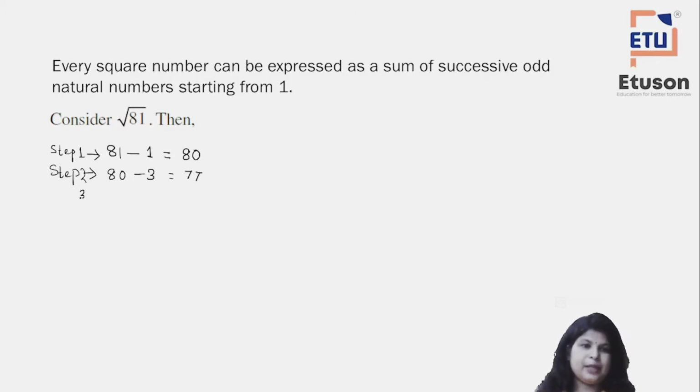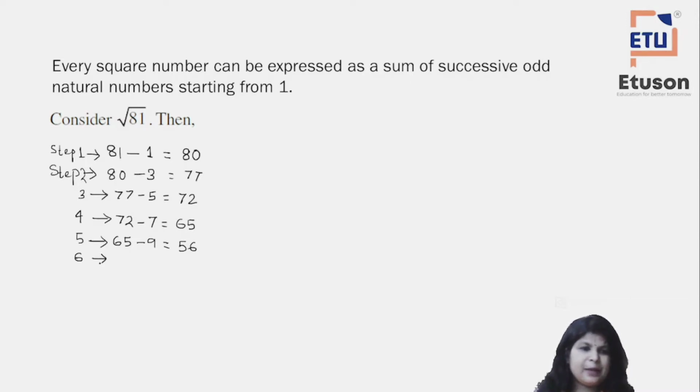Now in step 3, from 77, I will subtract the next odd number, that is 5. So, the answer is 72. Now, in step 4, I will subtract the next odd number, which is 7. And your answer is 65. And in the fifth step, I will subtract the next odd number after 7, which is 9. So, your answer is how much? It is 56. Correct or not?